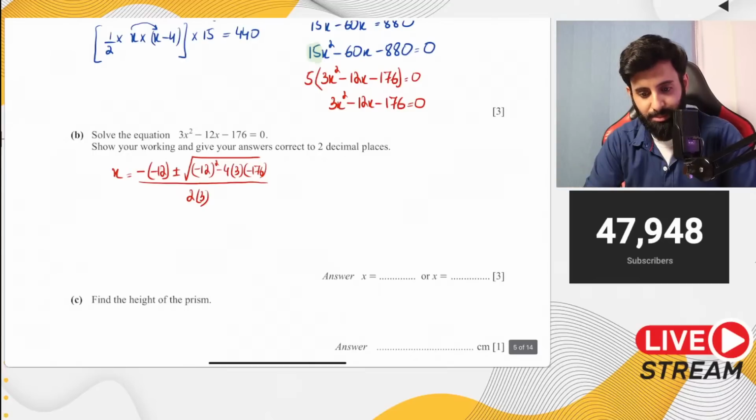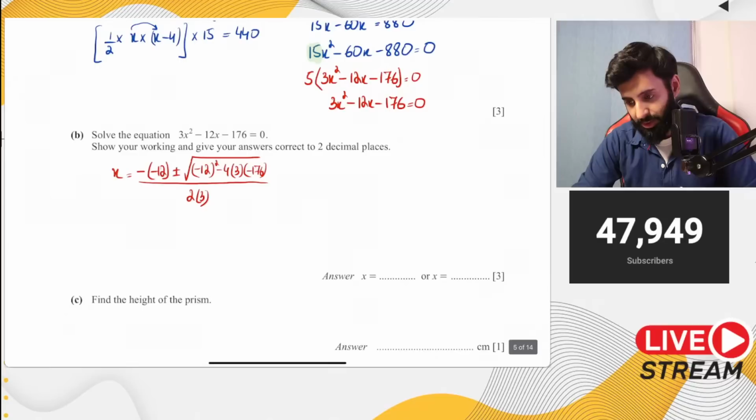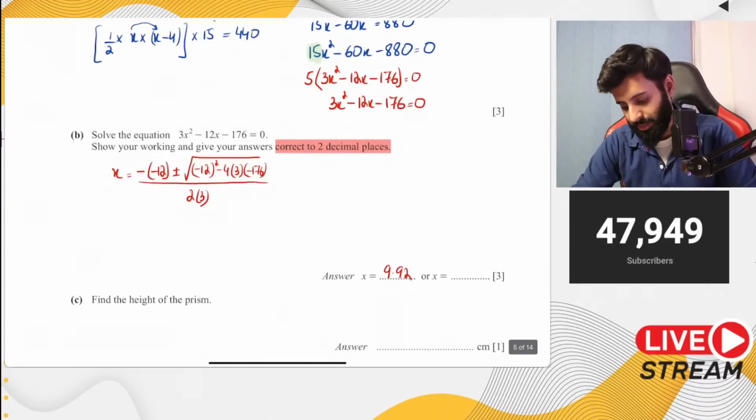Now at this point I'm using a calculator. Okay, 3, minus 12, minus 176. So we're getting two values of x. One is 9.92. Again, read the question carefully. It says give your answer correct to 2 decimal places, and then minus 5.92. There you go.